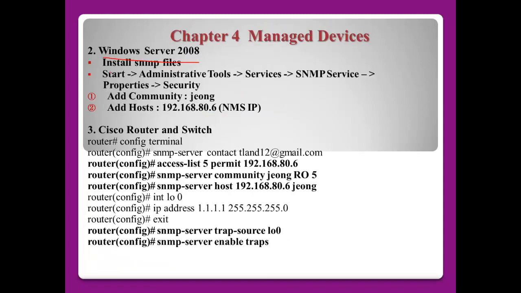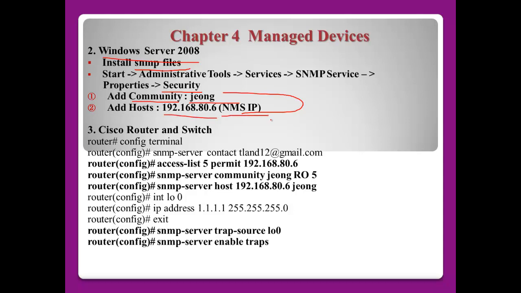Windows Server is very simple. First one, install the SNMP feature, and after that, start administrative tools, the services, SNMP service, and the properties, here the security. And here we need to configure only two things. First one, community, add community. In my case, we define only John. And the host, 192.168.80.6.